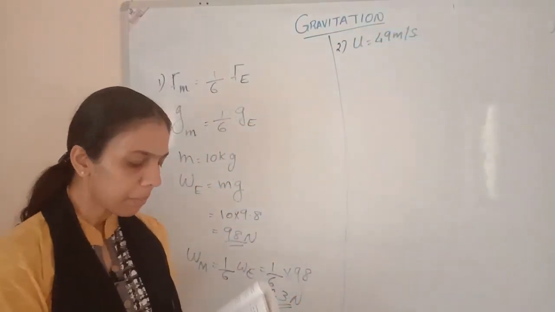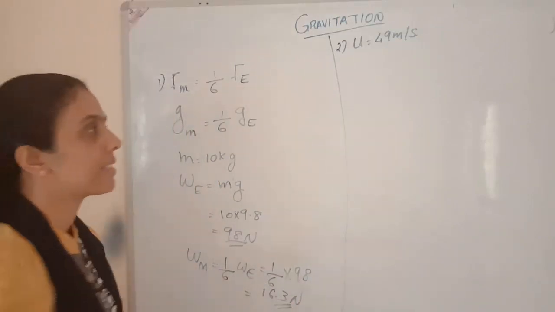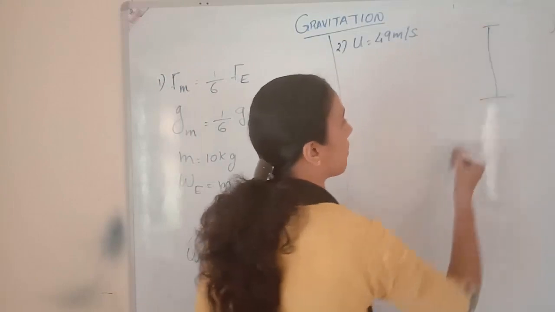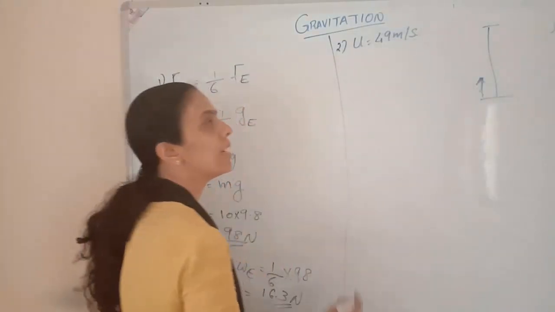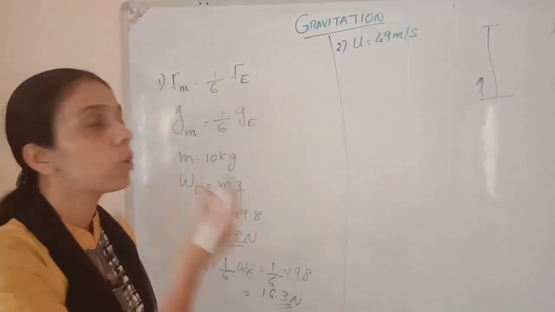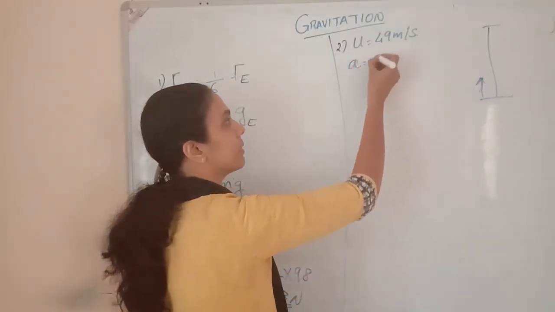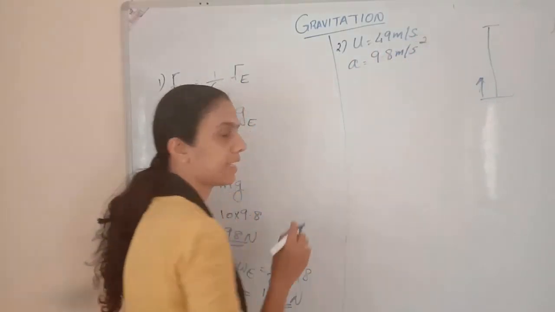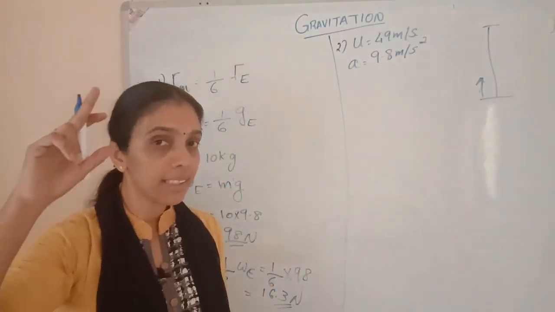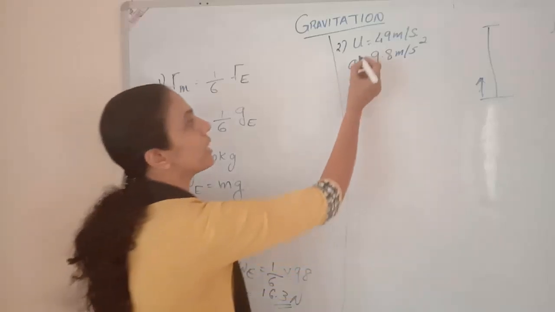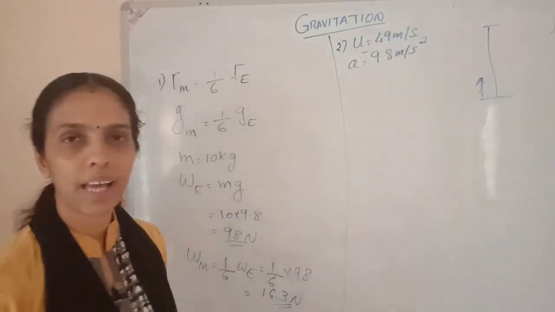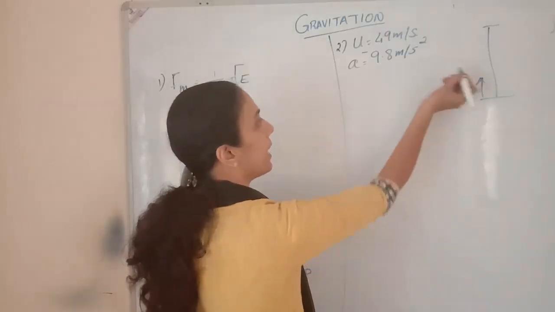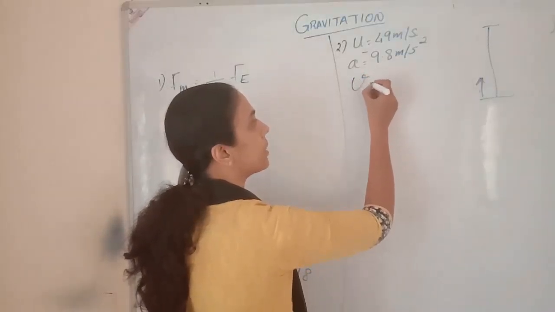Calculate the maximum height to which it rises. So maximum height, how much distance it would have covered when it is moving upwards. What will be the acceleration? Acceleration will be acceleration due to gravity, 9.8 meter per second square. But it is moving against gravity, right? So we should give a negative sign, opposite to the direction of applied force.